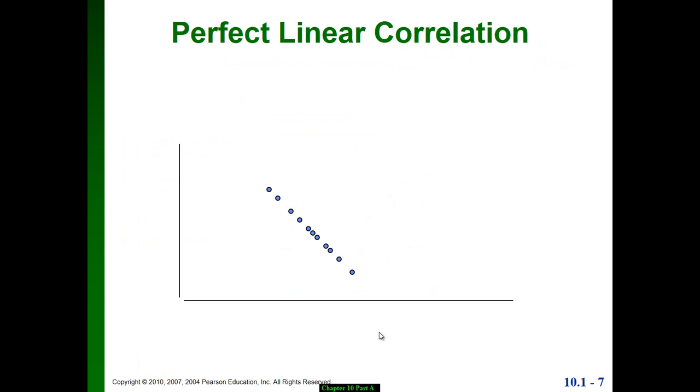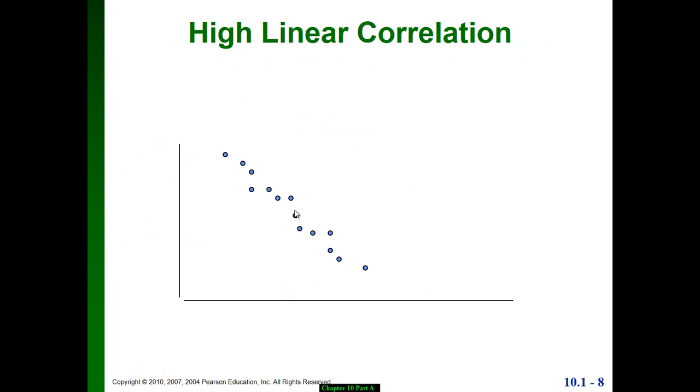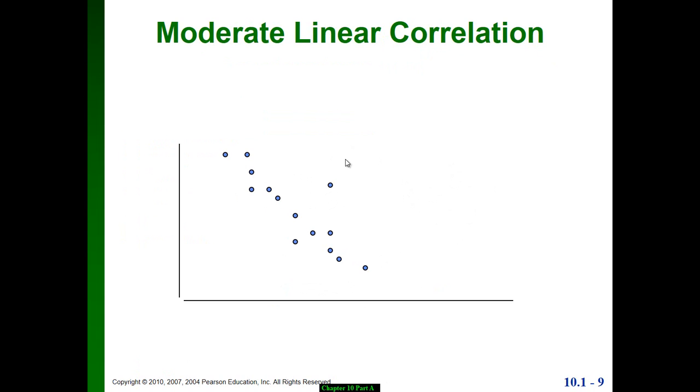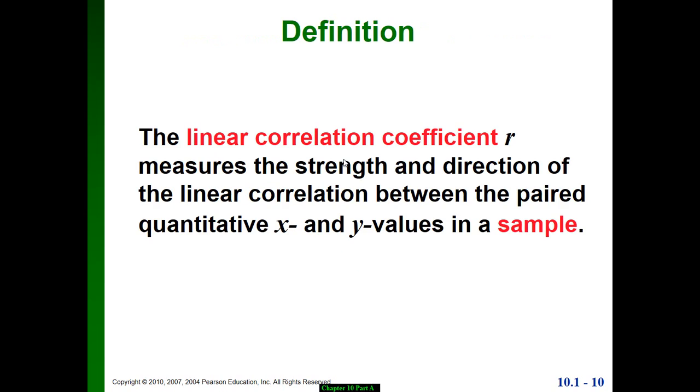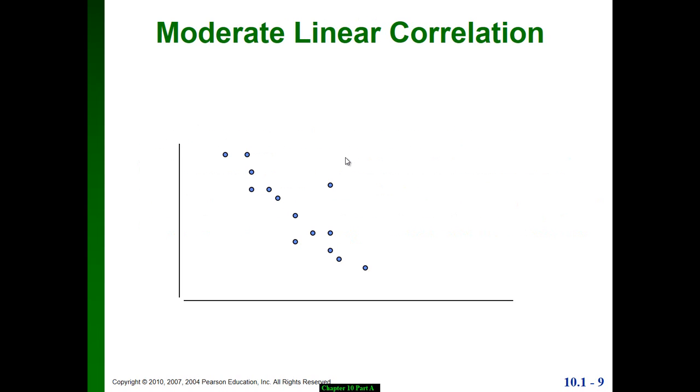So now, let's talk about this one. Since it's all lined up, that's a negative perfect linear correlation. And on the other one, the farther away they are, the looser it is, or the less correlation you have. So as you get farther and farther out, then you have a lower and lower correlation.